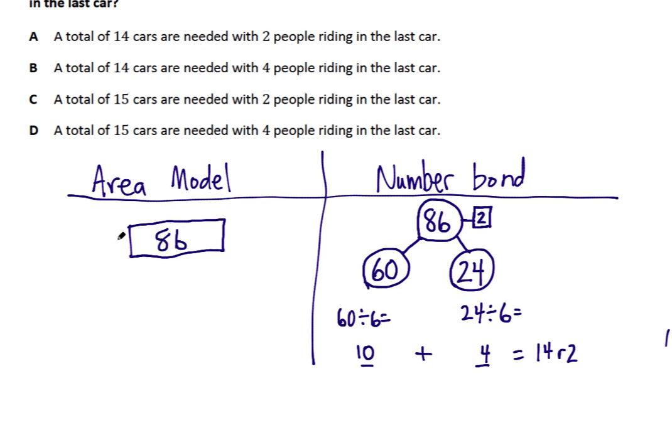And remember, I'm dividing by 6, so I'm going to call this my length, and I'm looking for the width there. That is letter C. That's what we're looking for. So this says 86 divided by 6 equals C.